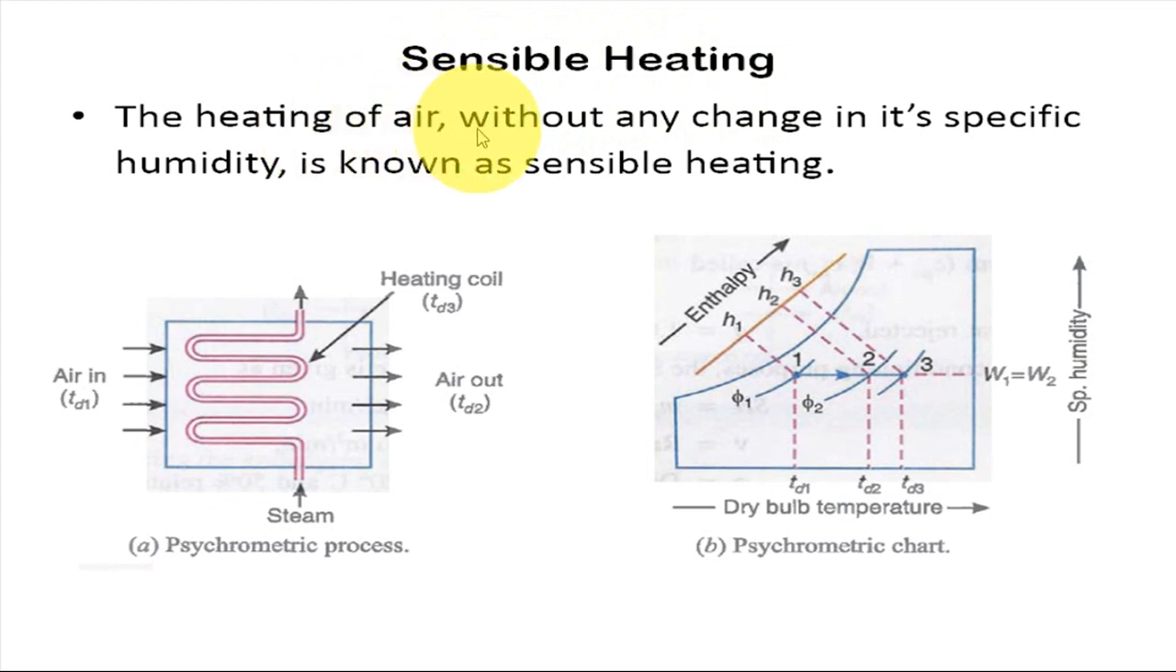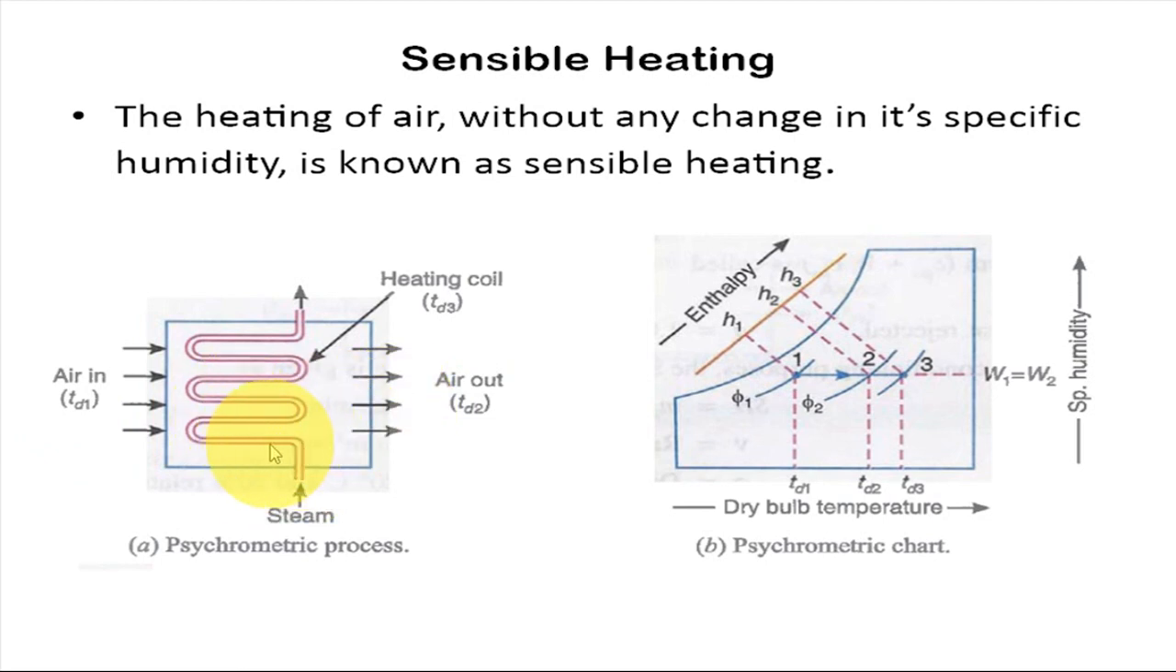Heating of air, sensible heating, is nothing but the heating of air without any change in its specific humidity, or without changing its moisture content. So this is the heating coil. Here air comes in at temperature TD1 and air goes out at temperature TD2. So the temperature of air increases.